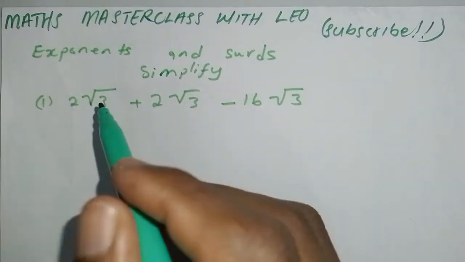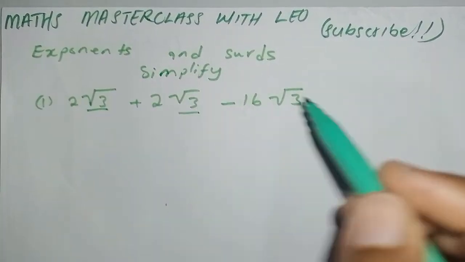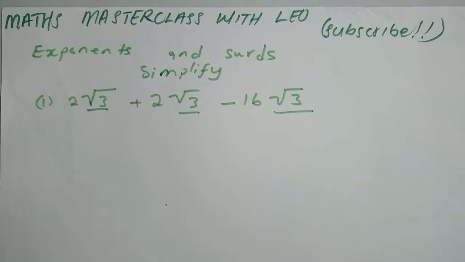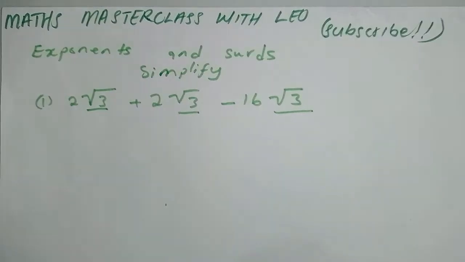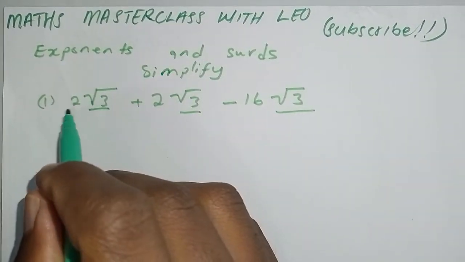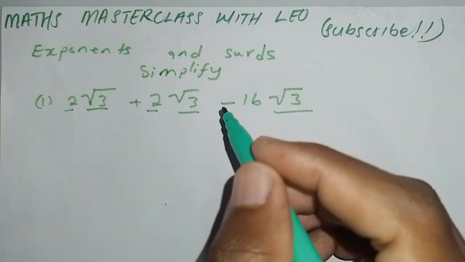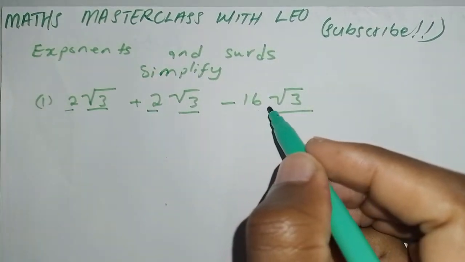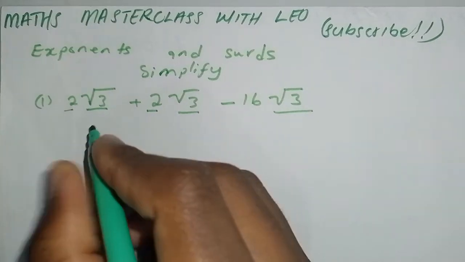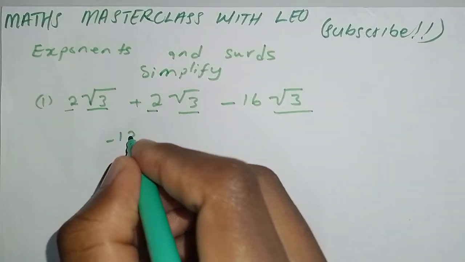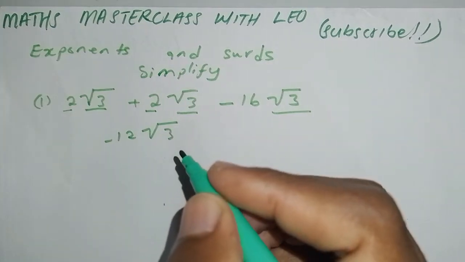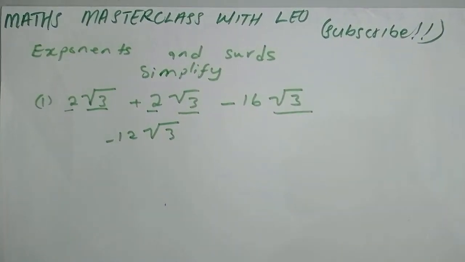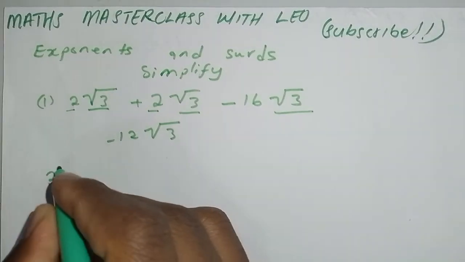If they tell you to simplify, this thing is very easy. How can you simplify it? If you check, I have root 3, root 3, root 3. Root 3 is common in all the expressions. I can just take 1 root 3 and add: 2 plus 2 is 4, minus 16, it's minus 12. So I'm going to have minus 12 root 3. Sorry about that.